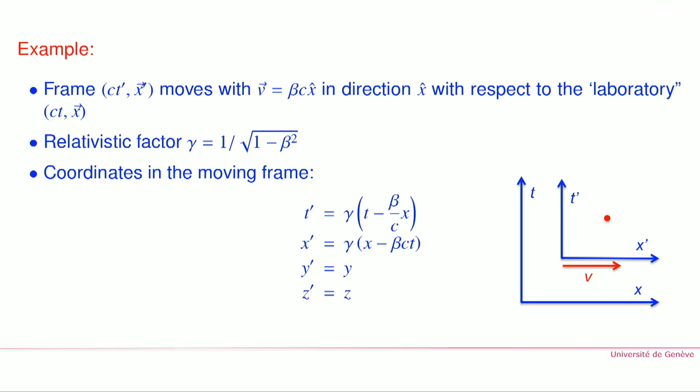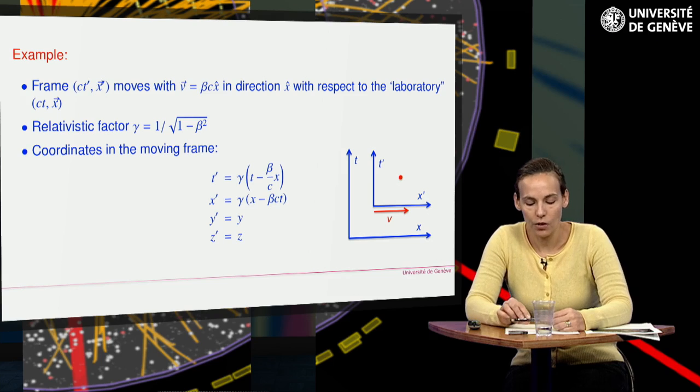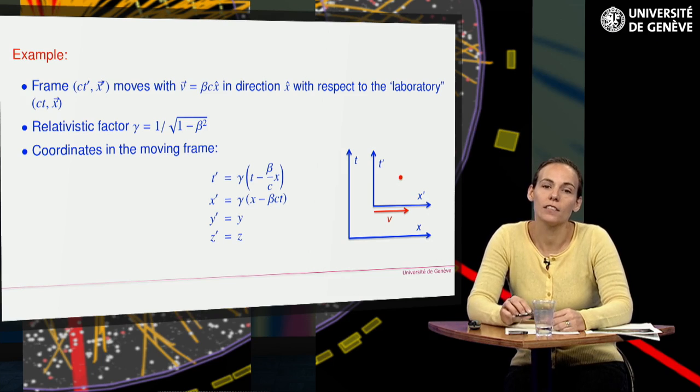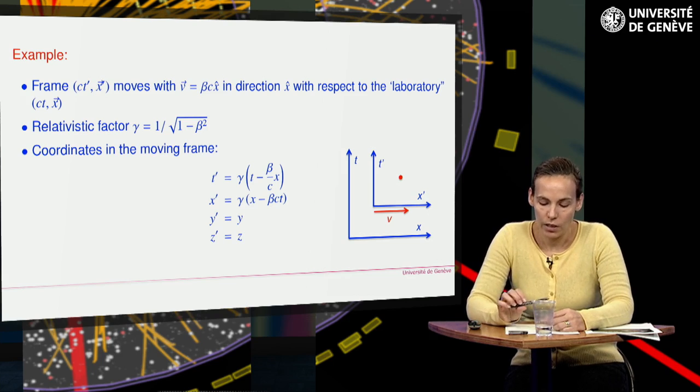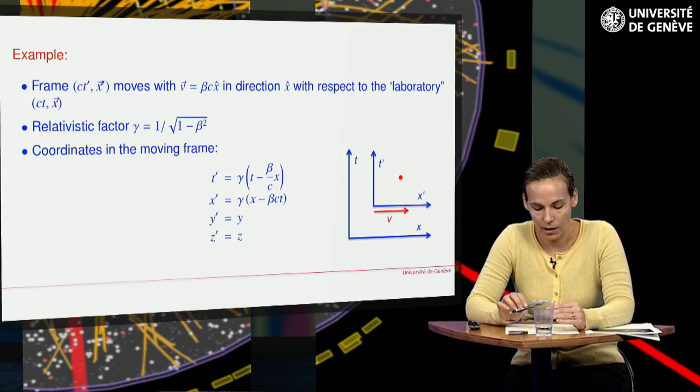The answer is given by the Lorentz transformation, which relates t prime and x prime to t and x by the relative velocity beta, which is the ratio between the velocity v and the speed of light c, and the relativistic factor gamma. The transformation corresponds to a rotation in space-time, which leaves the norm of four-vectors like x^μ invariant. The transformation involves only the time coordinate t and the spatial coordinate x along the direction of motion. The coordinates orthogonal to the motion, y and z, are left untouched.